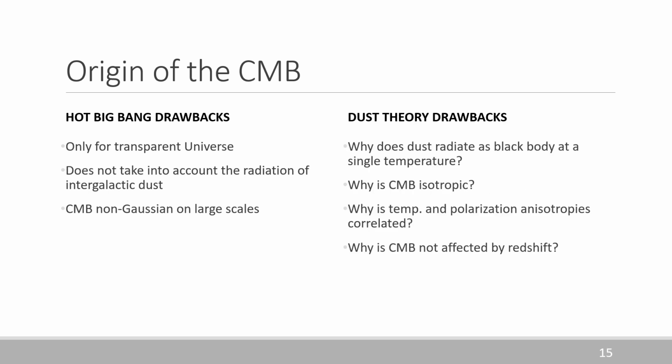Now, of course, the dust theory has some unanswered questions as well, such as, well, if there is this intergalactic dust that exists at different redshifts and different temperatures, then why does the dust radiate as a black body at a single temperature? Why is the CMB so isotropic? Why are the temperature and polarization anisotropies correlated here? And again, why is the CMB not affected by redshift if the dust is found at these different redshifts and temperatures?